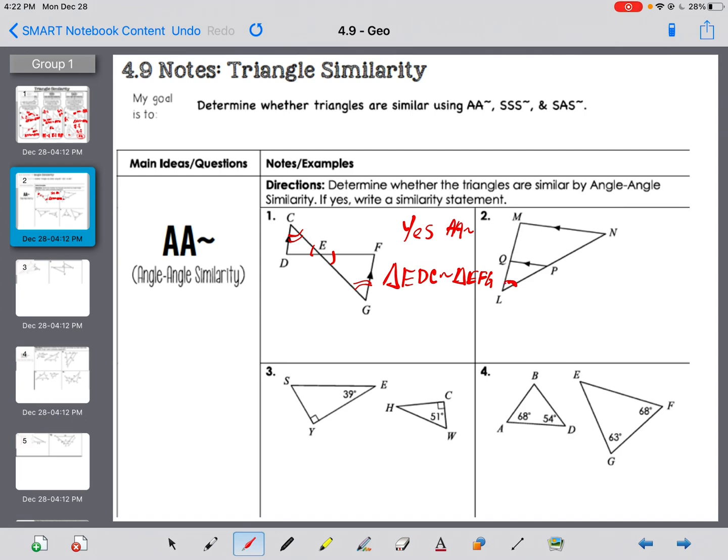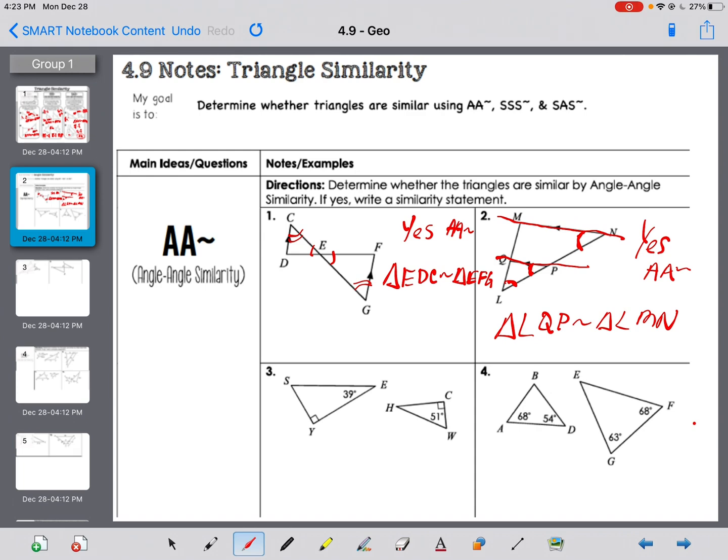All right, L is itself. So we need another thing. Let's see, these are parallel. The corresponding angles are congruent. And so triangle LQP is similar to triangle LMN.